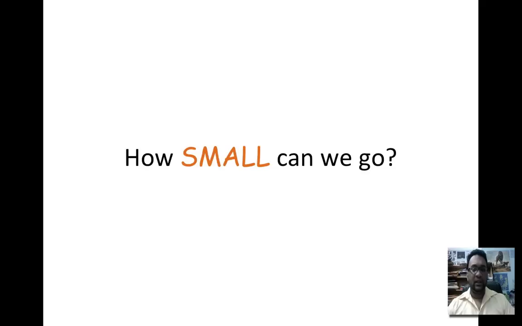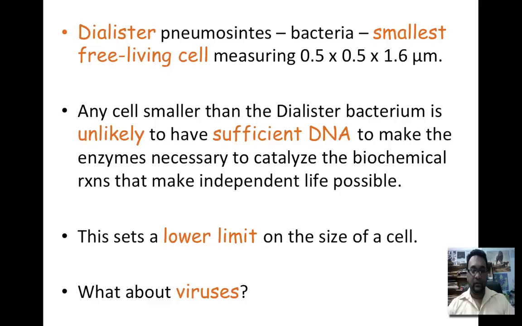So how small can we go? Well, the bacterium, which is the smallest free-living cell, measures 0.5 by 0.5 by 1.6 micrometers. And any cell smaller than a bacterium is unlikely to have sufficient DNA to make the enzymes necessary to catalyze the biochemical reactions that make independent life possible. So this sets a lower limit on the size of a cell.